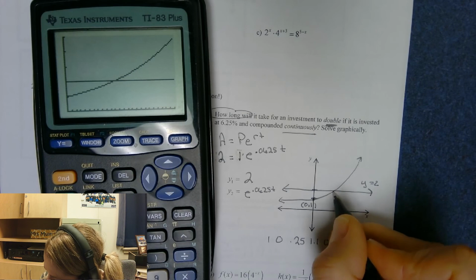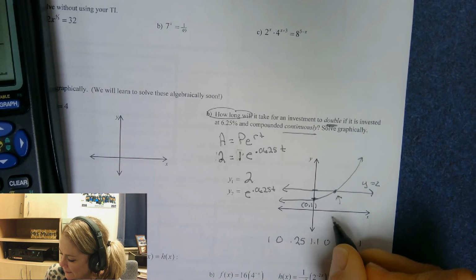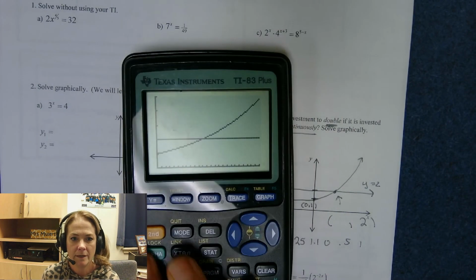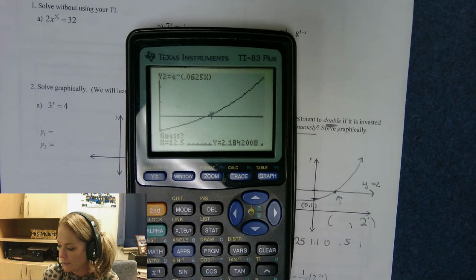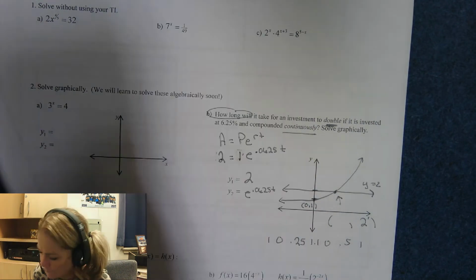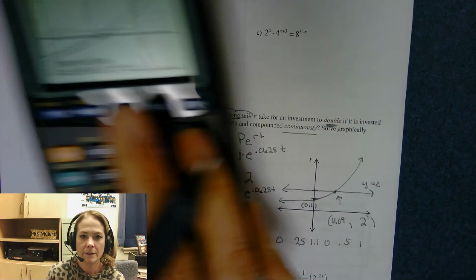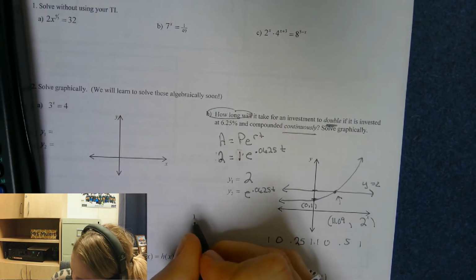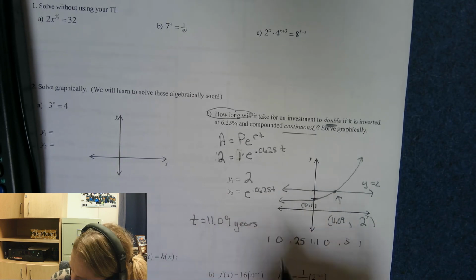And so what we're looking for is this point. This point will be sometime where we equal 2. So remember from semester 1, we go to second, trace, intersect, and just keep pressing enter. It's asking you questions, but you just say yep, yep, yep. And the intersection is 11.09 and 2. Okay, so 11.092. So that is, the years would be 11.09 years. We will be at 2, which means it will double.